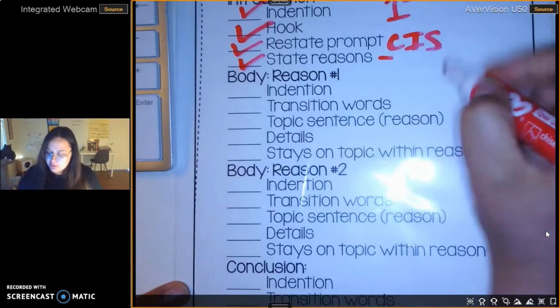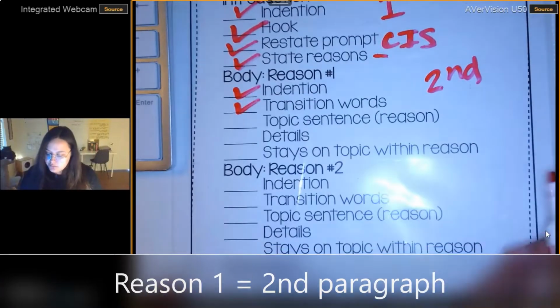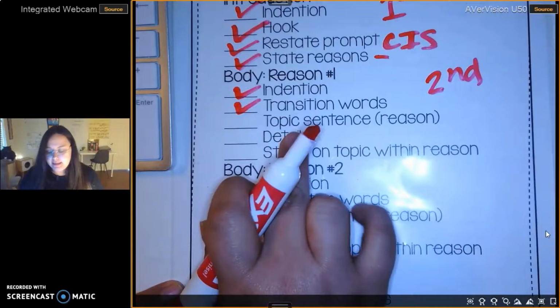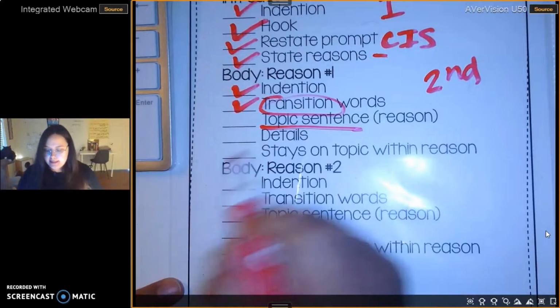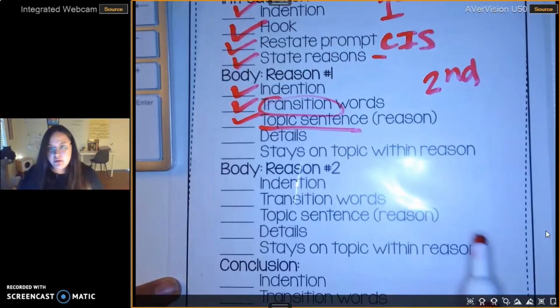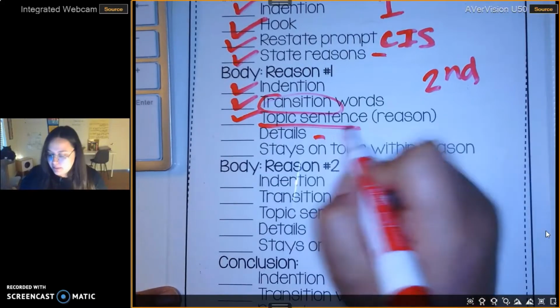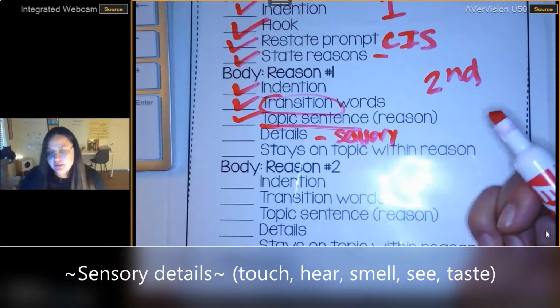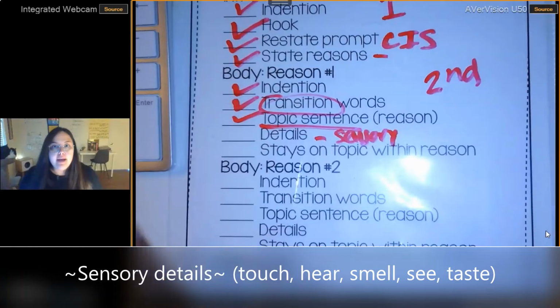Moving on to reason number 1, which is also the second paragraph. Did I indent? Are my transition words there? Now, for the topic sentence, if you do not have your transition word, you can't have a topic sentence. So it's kind of hard to do one and not the other. So if you have one of these, you know that you have a topic sentence. Do I have details? Maybe I don't have details. Maybe I need some more sensory details along with details about the reason. So a place where you can give details about the reason is when you are explaining the reason or when you are giving an example, right?